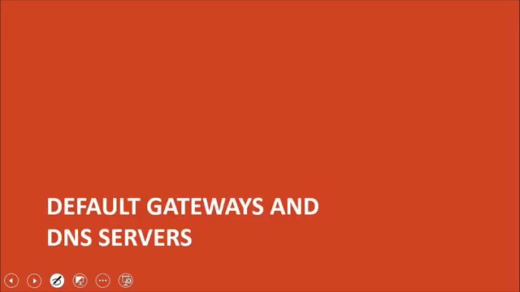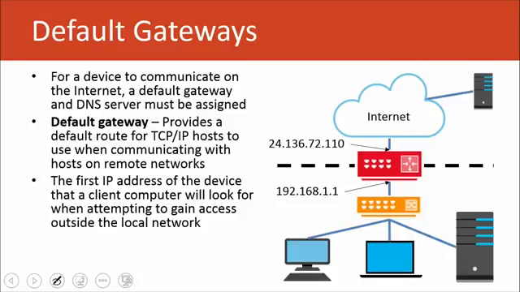So, okay, let's talk about default gateways and DNS servers. For a device to be able to access the internet, if you're on your computer right now, it has to have a default gateway, and you also probably will need a DNS server unless you are really good at remembering and recalling IP addresses. Default gateways provide default routes for TCP/IP hosts, our computers and devices, to use when communicating with hosts across the internet. So anytime you send a text message, the default gateway is probably being used.